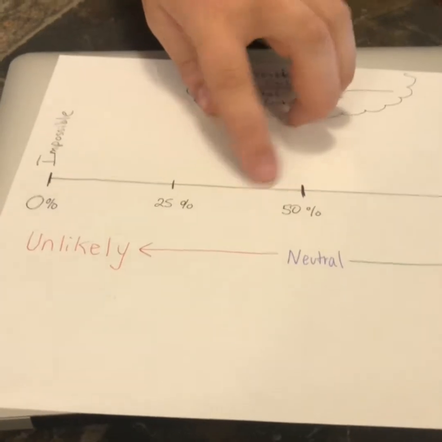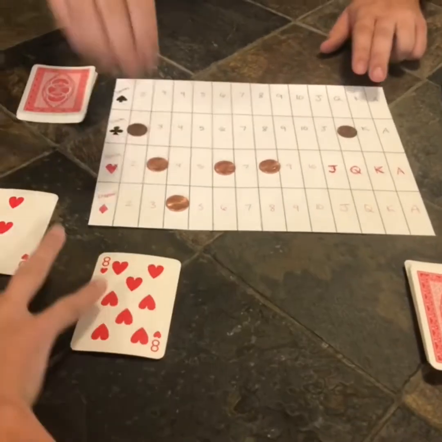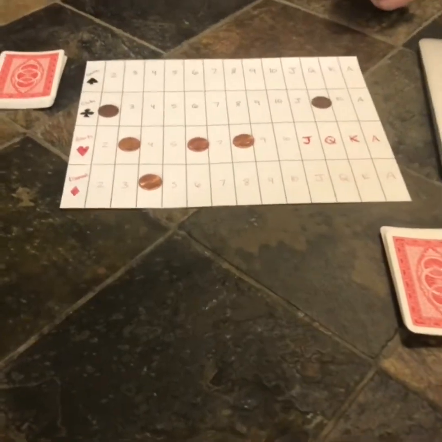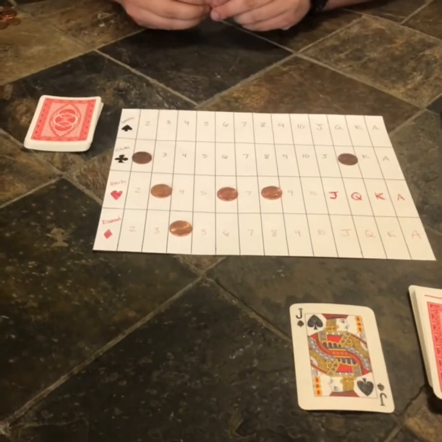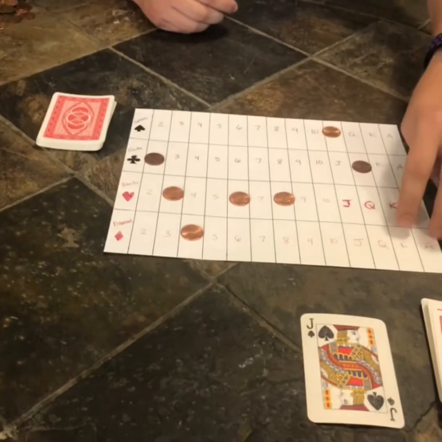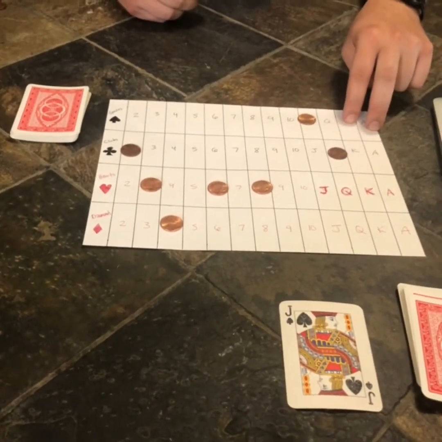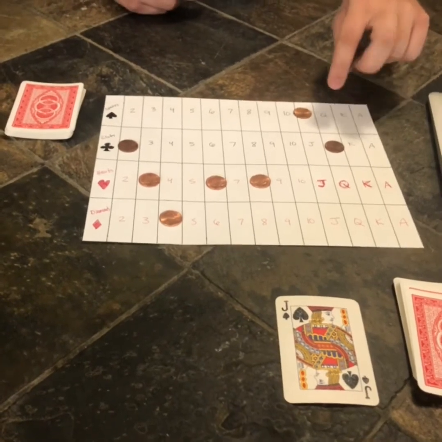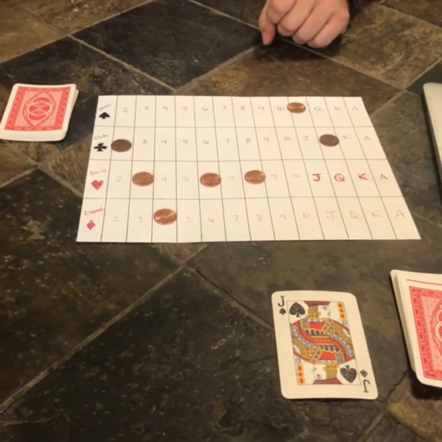So we're pretty close. It is still unlikely, but it's almost neutral, 49%. I turn over a 3 of hearts. I lose. She takes those cards as well. She turns over a jack of spades. So there are 2, 4, 6, 8. That's the aces and kings. 9, 10, 11 cards that would allow me to win.